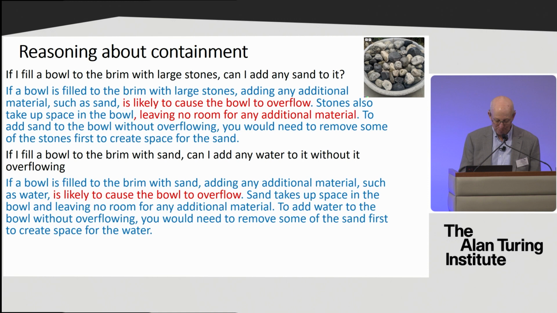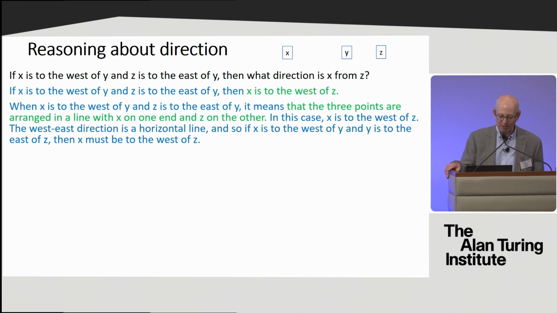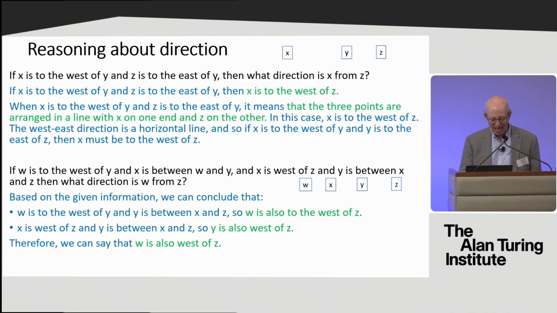Reasoning about direction, which is another important part of spatial representation and reasoning. So this is about reasoning about east and west. It's doing pretty well. And also this one here, which is a bit more complex because I've got west and east and between, and again, it gets it correct. I mean, the diagram there is just for your benefit. ChatGPT doesn't have that diagram. It's just for you to check that it's got the right answer.